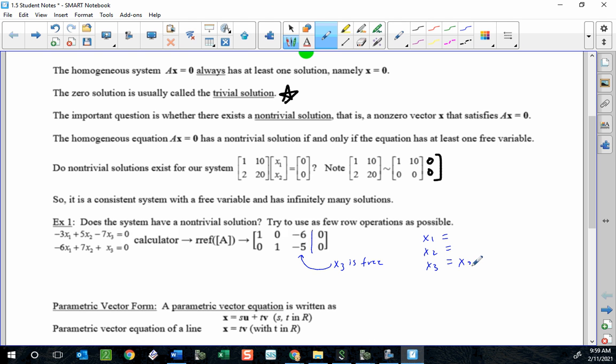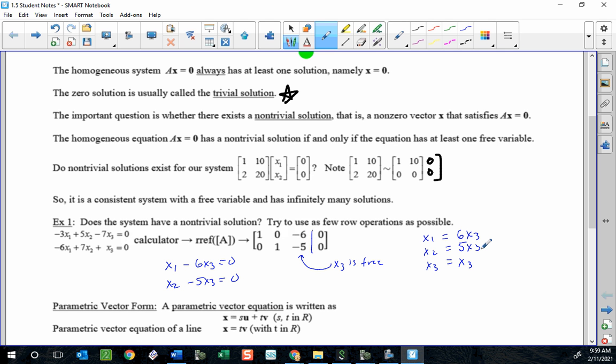When we go to write our answers, we have x1, x2, and x3. x3 is equal to x3. That's how you write that. x2 would be positive 5 x3, and x1 would be positive 6 x3. Originally it would be 1x1 minus 6x3 equals 0, which is what this equation turned into. The bottom one turned into 1x2 minus 5x3 equals 0. So we've just solved for x1 and x2 in terms of x3.